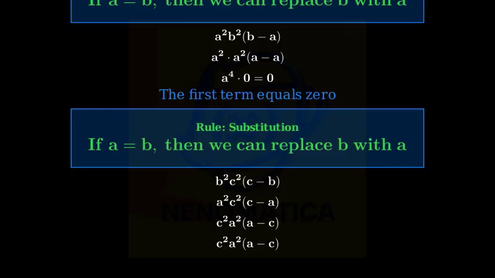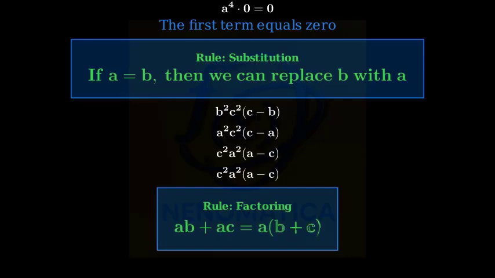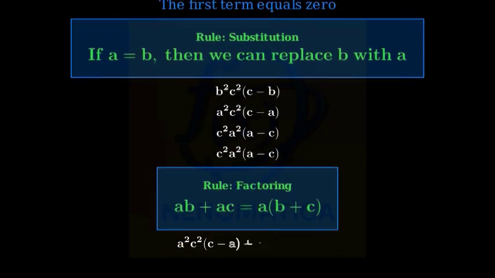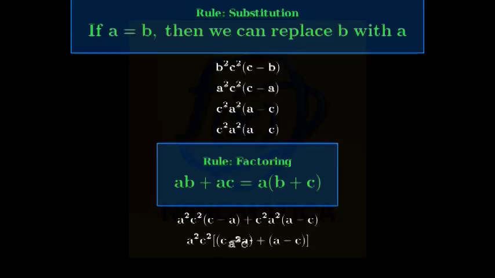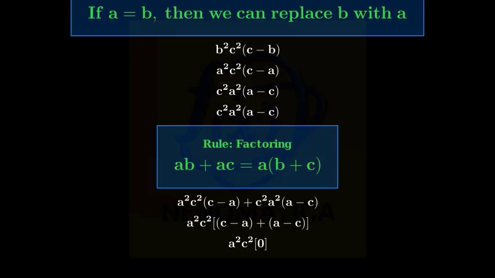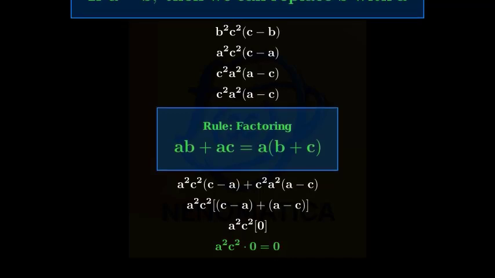Now, we can combine the remaining terms. We'll use the factoring rule to extract common factors. Let's put the two non-zero terms together: a squared c squared times the quantity c minus a plus a squared c squared times the quantity a minus c. Notice that both terms have a common factor of a squared times c squared. So we can factor this out to get a squared c squared times the quantity c minus a plus a minus c. Inside the brackets, we have c minus a plus a minus c, which simplifies to 0. Therefore, the entire expression equals a squared c squared times 0, which is 0.